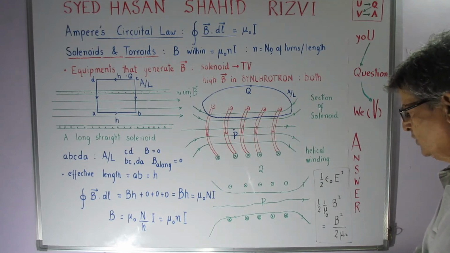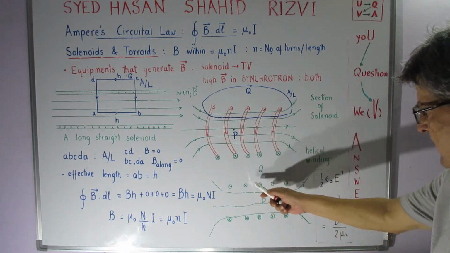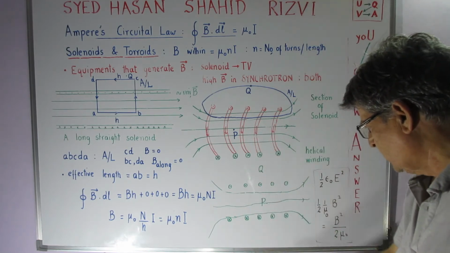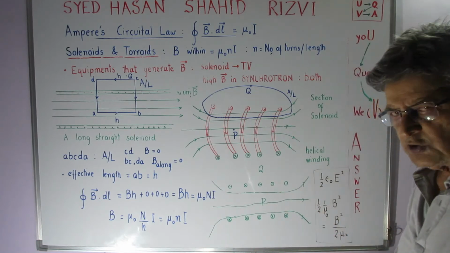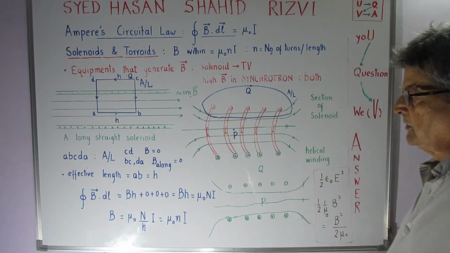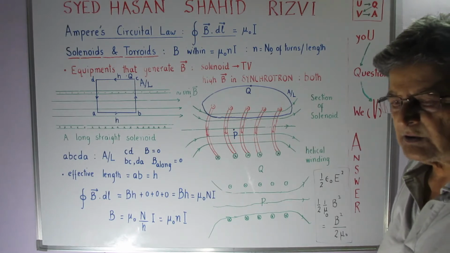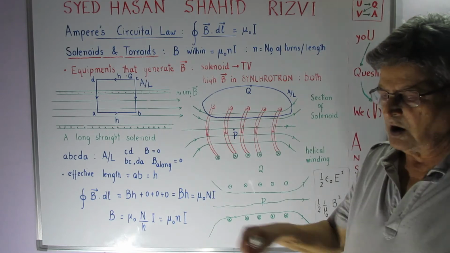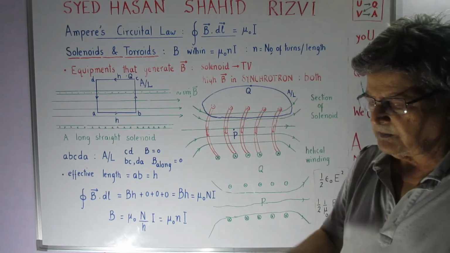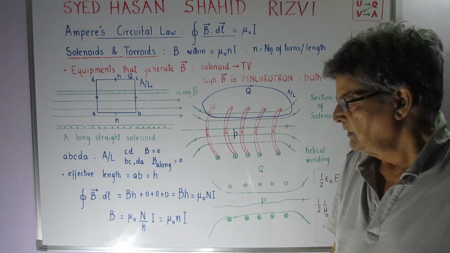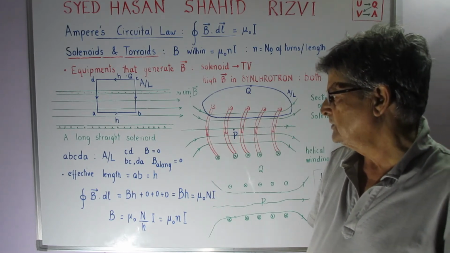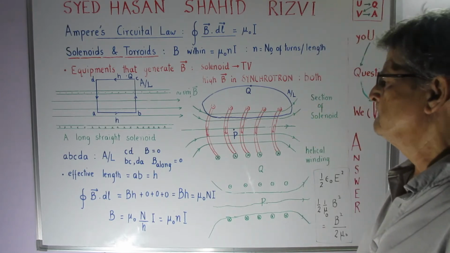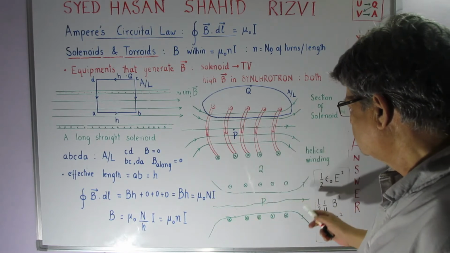Now I have shown this is the wire coming outside, and here the wire is going in, and they are very close together, so close that the wire has to be enameled. Enameled means on the wire we make a surface of insulators so that they are insulated from each other. So this is what I have shown over here also.